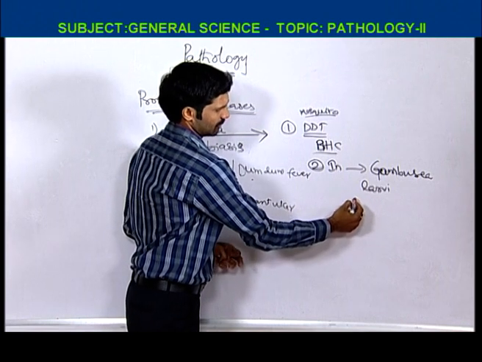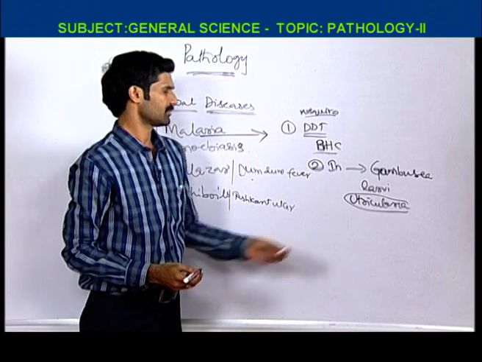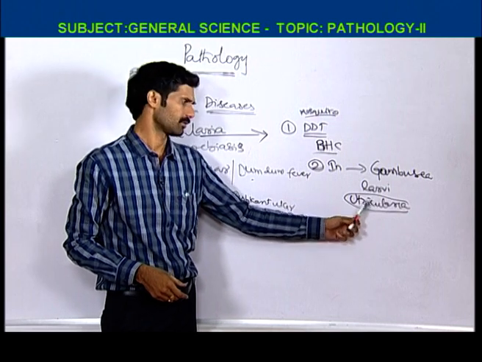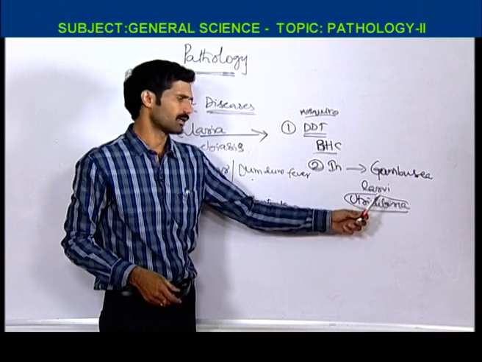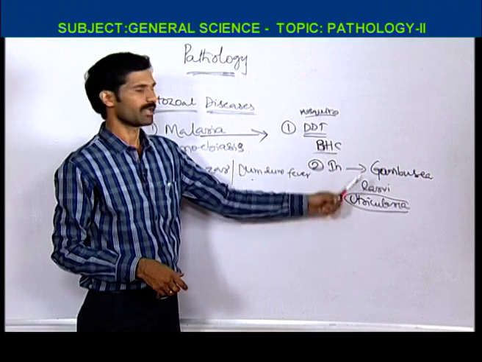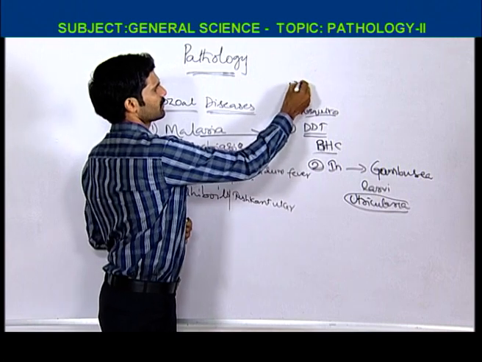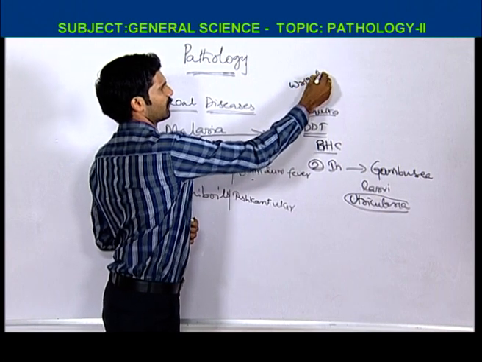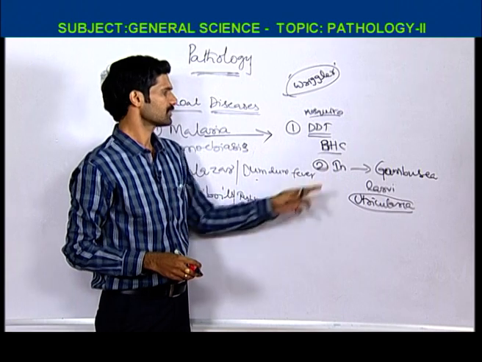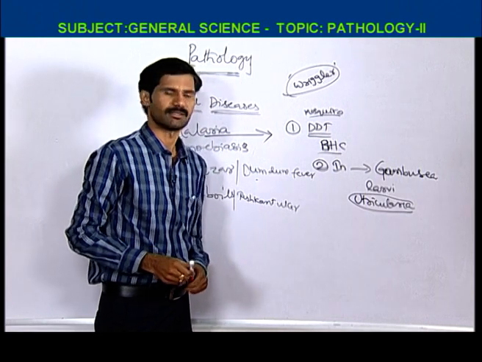insectivorous plants like Utricularia. These are Utricularia, insectivorous plants, for destroying mosquito eggs or larval forms of mosquito. Generally, mosquito larvae or larval forms are called wrigglers. So for destroying wrigglers, we use a fish, namely Gambusia, and a plant, Utricularia, that is an insectivorous plant.